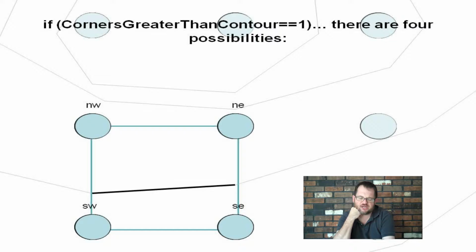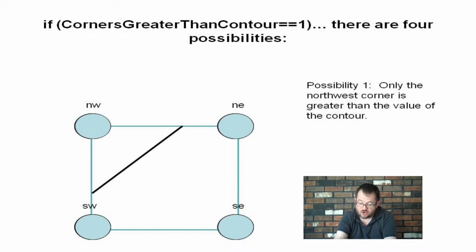What about if corners greater than contour is equal to 1? In other words, you're trying to draw the 50-degree isotherm, or whatever isotherm you're drawing, and 3 of the 4 corners are less than the value you're trying to draw, but 1 is greater. Then what? Well, actually, it turns out there's 4 possibilities. It could be that only the northwest corner of your domain has a greater value of that parameter, like temperature, than the contour line itself. And your contour line is going to come in on the west side of the box and go out the north side of the box, like I show here.